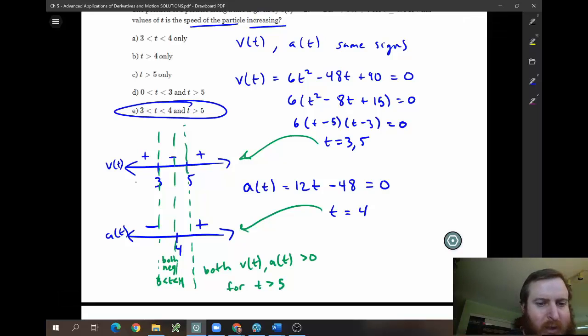And it's kind of hard to see where they're the same. So what I do is I just draw these extension lines from 3 down. I see this on the left is positive and negative. Those don't match. But then in between 3 and 4, this is negative and negative. They do match. So 3 to 4 works. Then from 4 to 5, this is now positive but negative. So they don't match. Then after 5, we have positive and positive. They do match. So my choice is E.